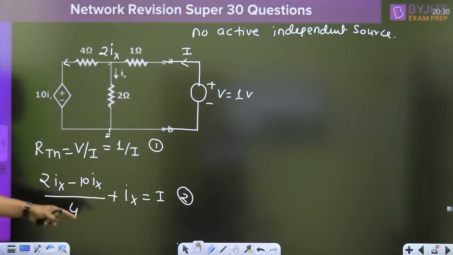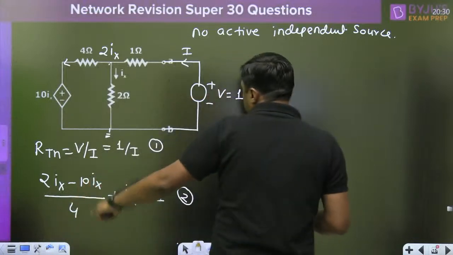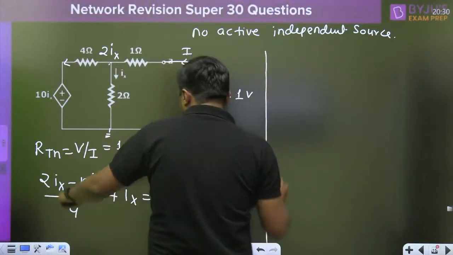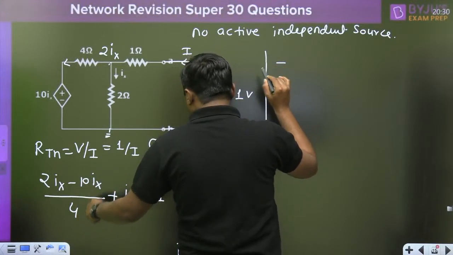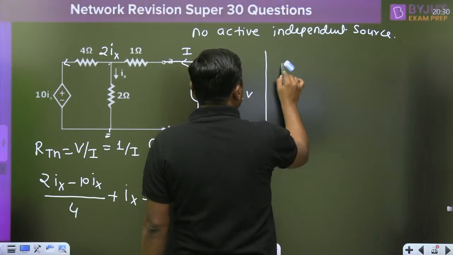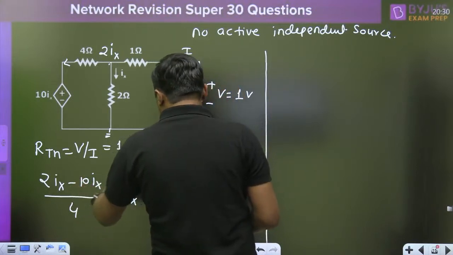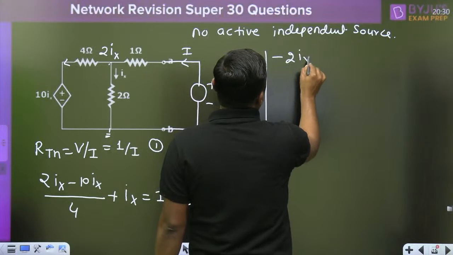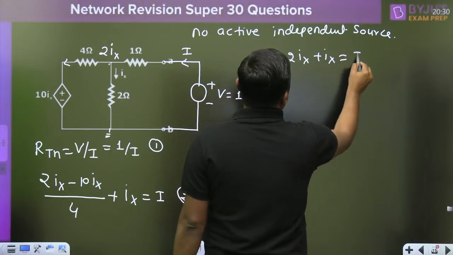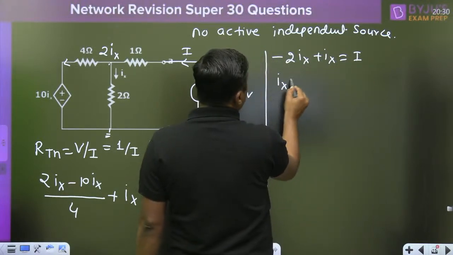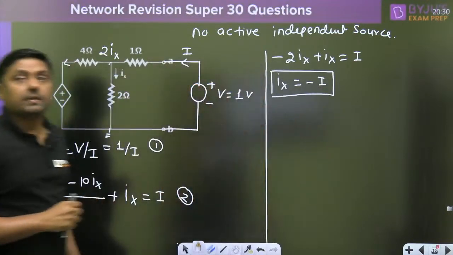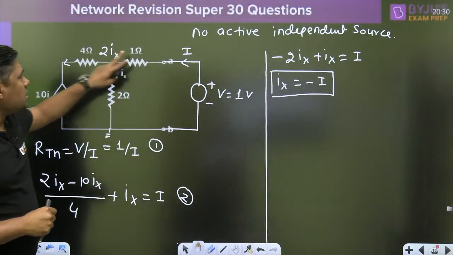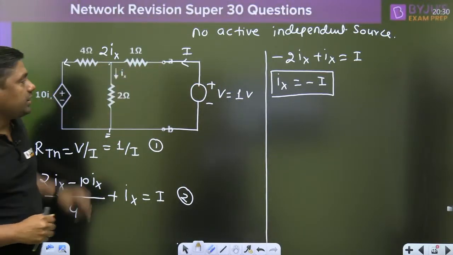Now we want 1 by I, so you have to replace Ix. From this equation, you are getting minus 8 divided by 4, minus 2Ix. Is it clear? Minus 2Ix plus Ix is equal to I. So what is Ix equal to? Ix is equal to minus I.